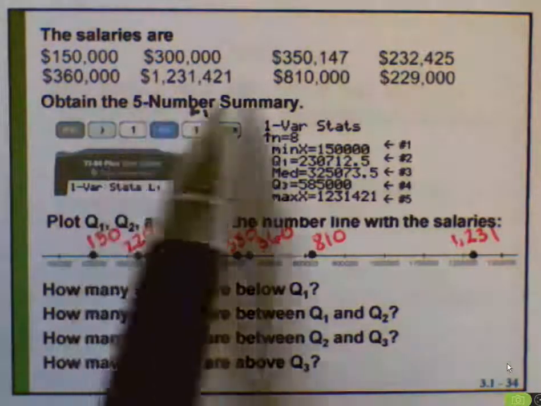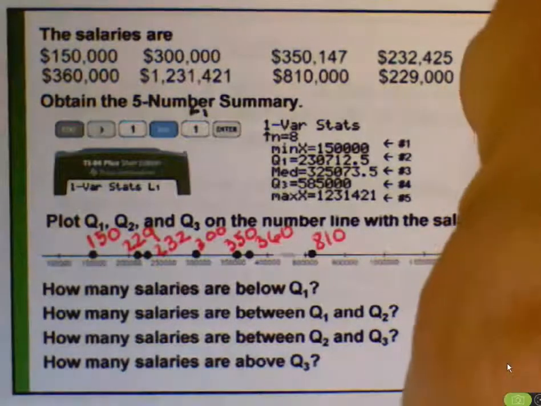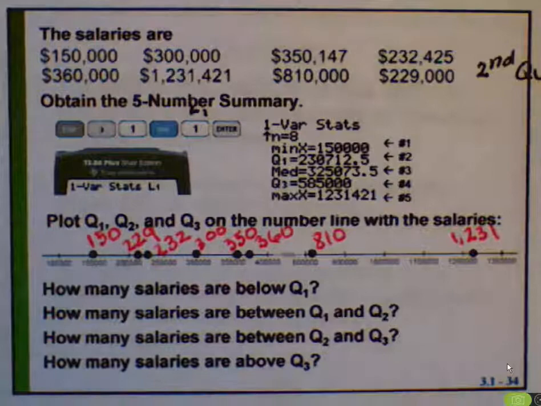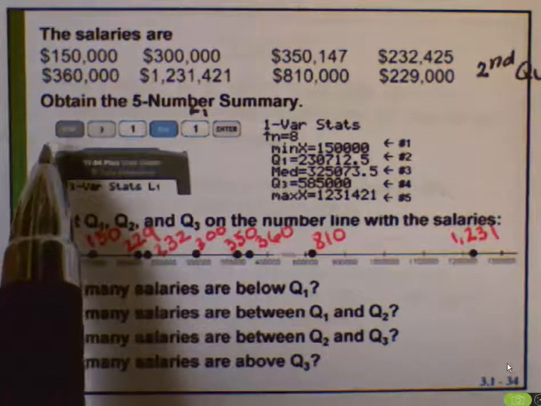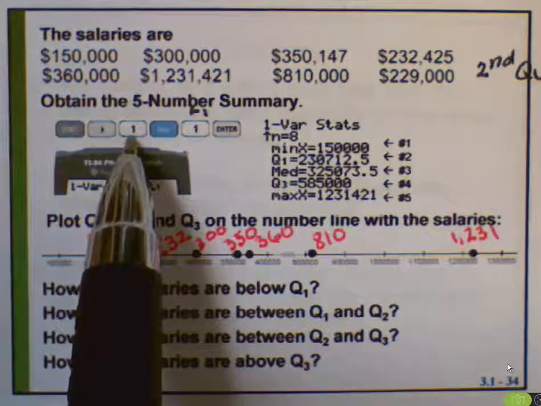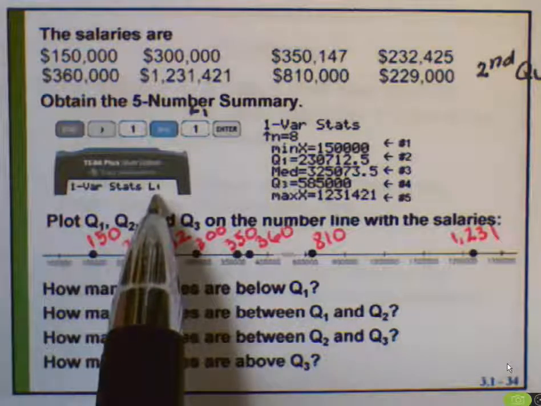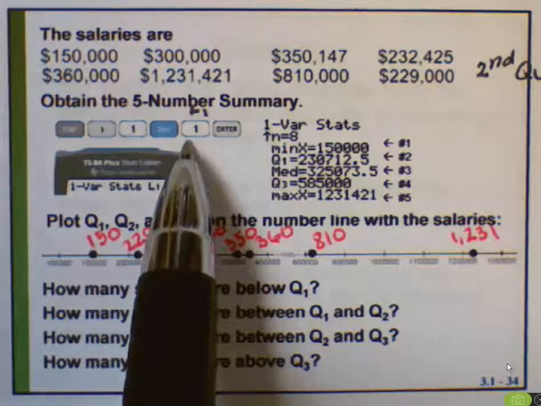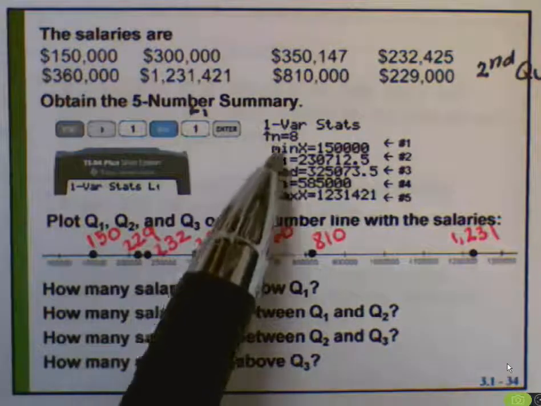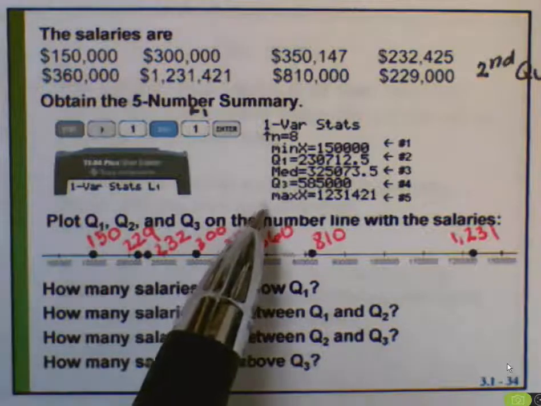So again, store the data in List 1 in your editor, press second and quit to exit the Stat Editor, and then follow this sequence here. Stat, highlight Calc, choose number 1, One Variable Stats, go to this screen, and then tell the calculator you want the One Variable Stats for List 1 by pressing second and the number 1 and then entering. I have to scroll down about 2 screens of data till I see this 5-number summary at the very bottom.